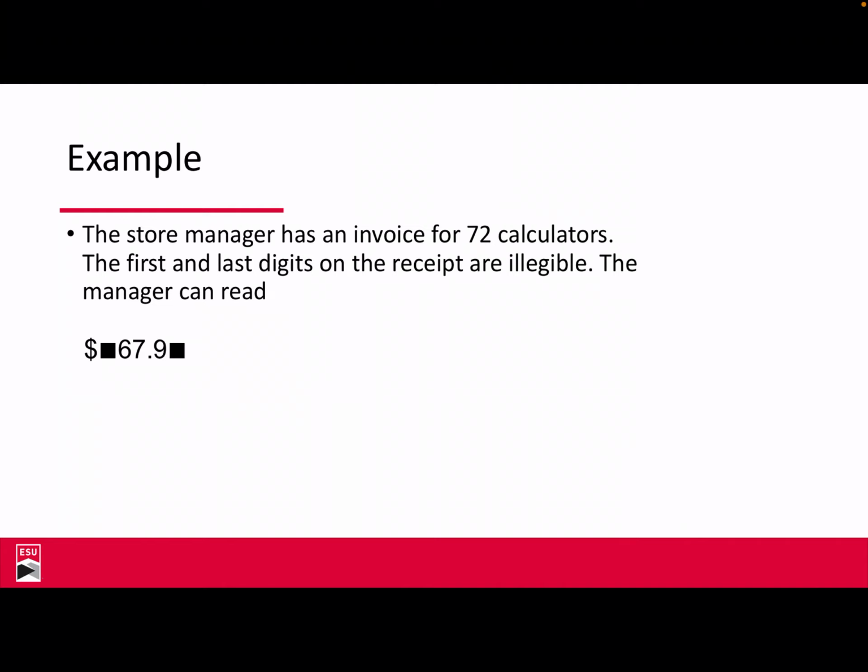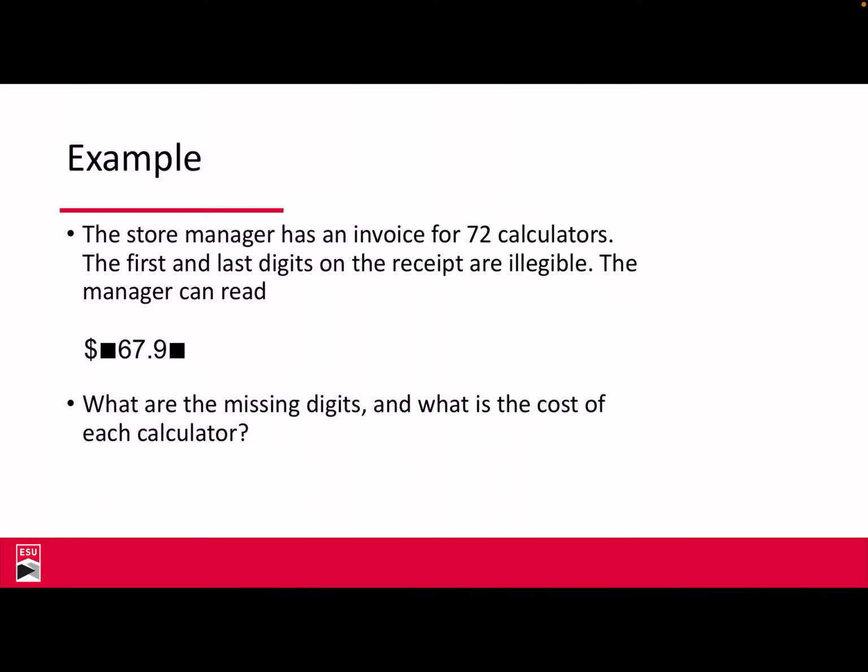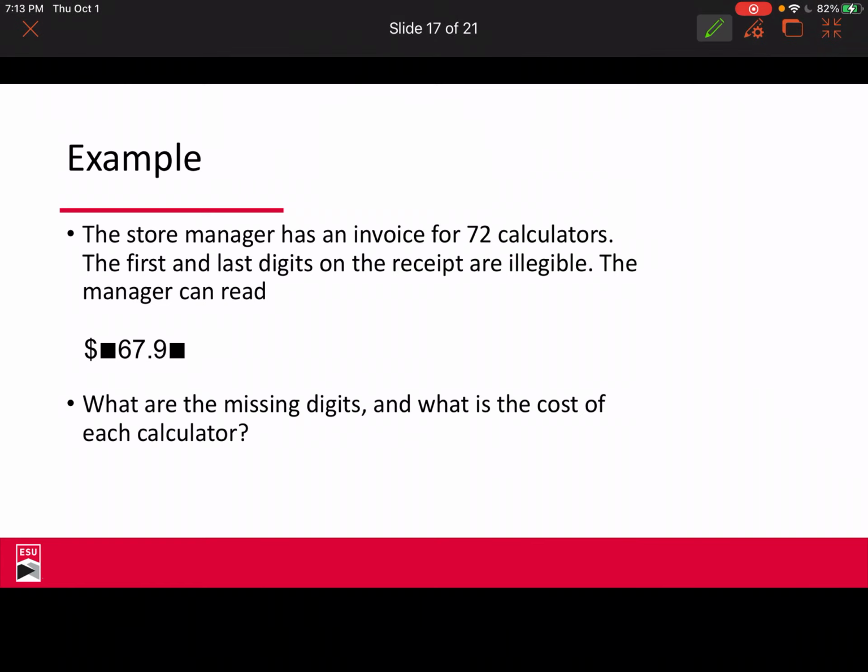The manager can read 6 something, 67, and 90 some cents. What are the missing digits? And what was the cost of each calculator? So note there are two parts. First, we need to know the missing digits, and second, the cost of each calculator.